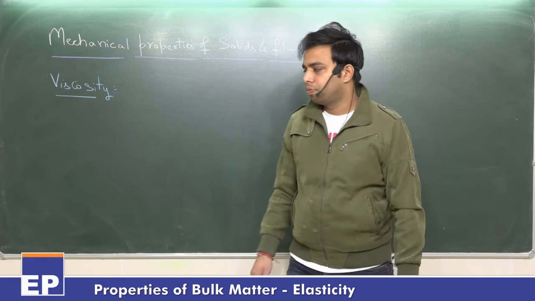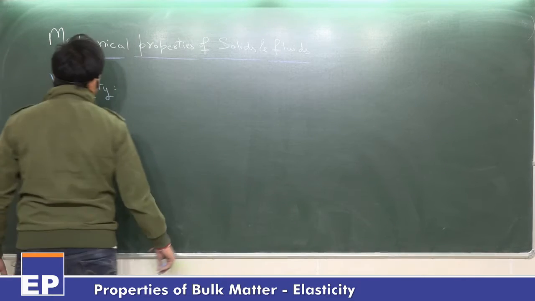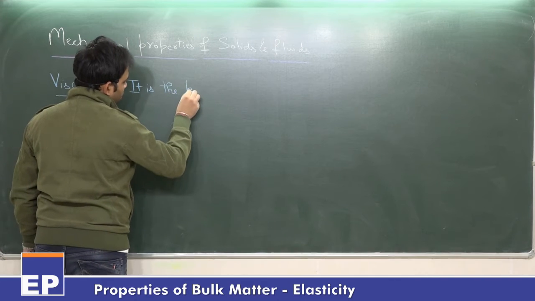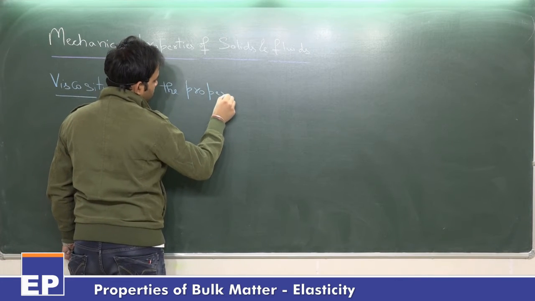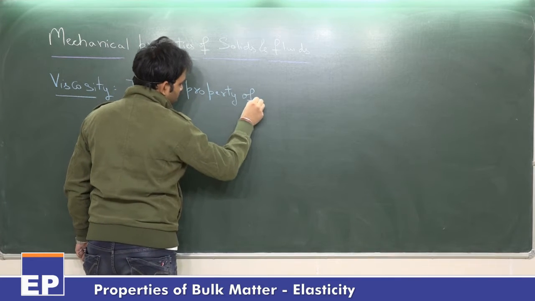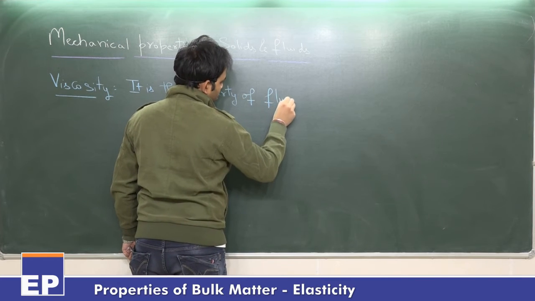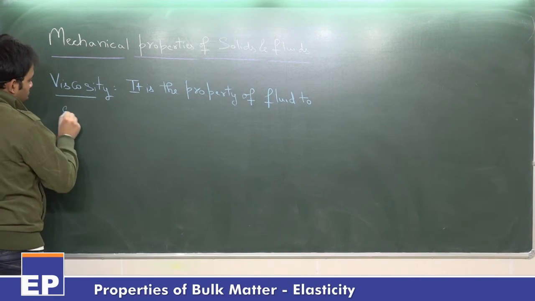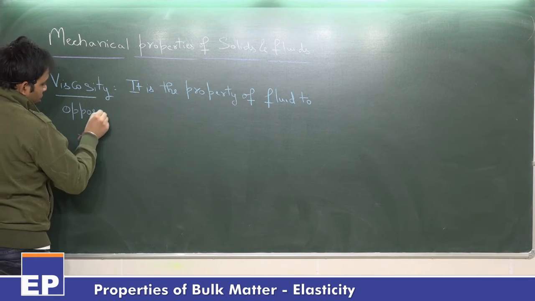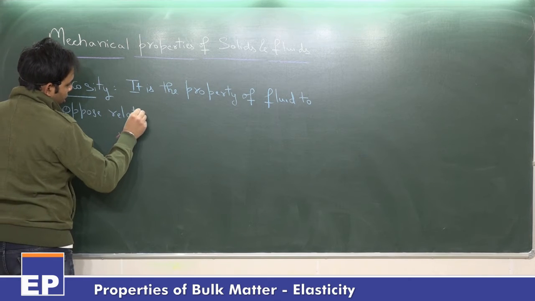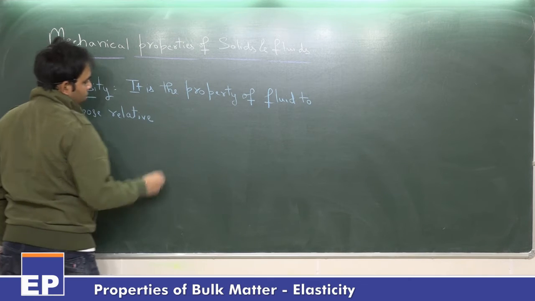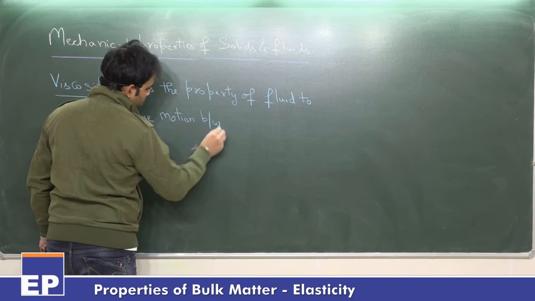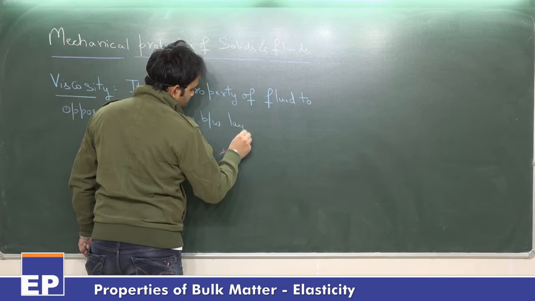Now viscosity is what? Viscosity is basically the property of a fluid. It is a property of fluid to oppose relative motion between layers of fluid.